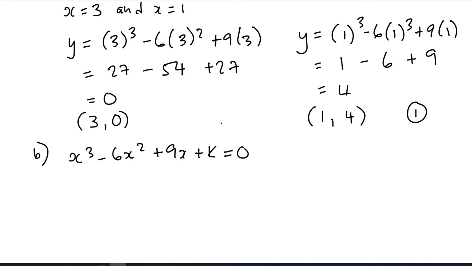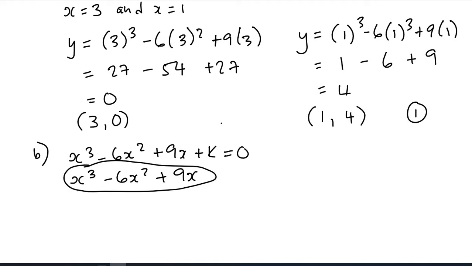It shouldn't involve a huge amount of work over and above what you've already done. So let's just compare it to the one we were just looking at. The one we were just looking at was this. So you can see the only difference is we've got plus k equals 0. So this was what we had from part A.